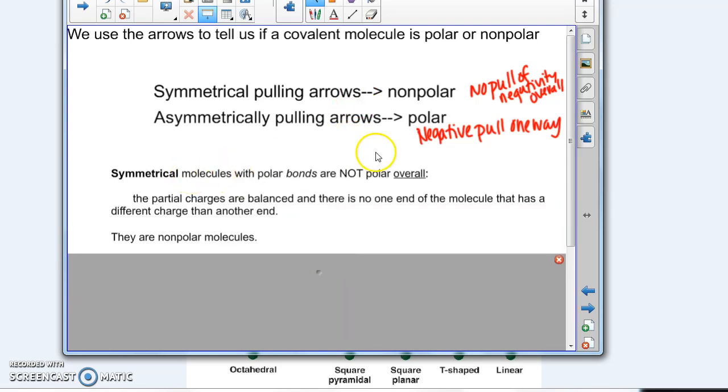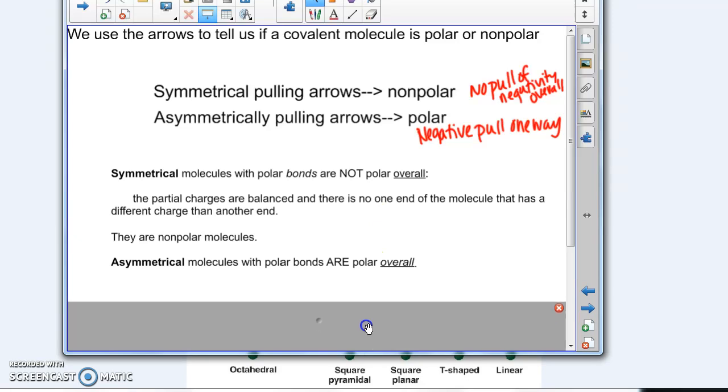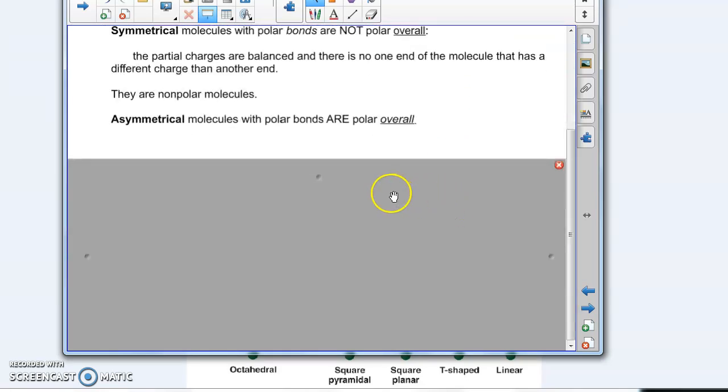So symmetrical molecules with polar bonds are not polar overall. The partial charges are balanced, and there is no one end of the molecule that has a different charge than another end. They can be nonpolar molecules. That was a question, I think, on your worksheet too. It was asking can polar bonds occur within a nonpolar molecule, and yes, they definitely can. Asymmetrical molecules with polar bonds are still polar overall.